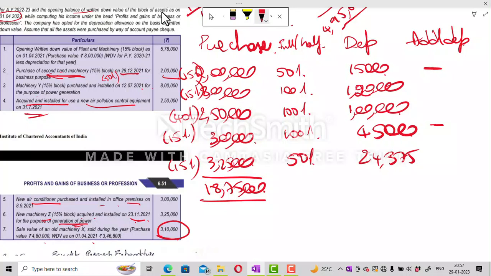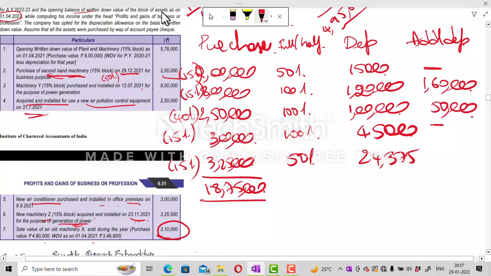Additional depreciation will be 20%, 100%. So 8 lakhs into 20%: 1,60,000. 2,50,000 into 20%: 50,000. 3,25,000 into 20%, only 10% because it is used for less than 180 days.